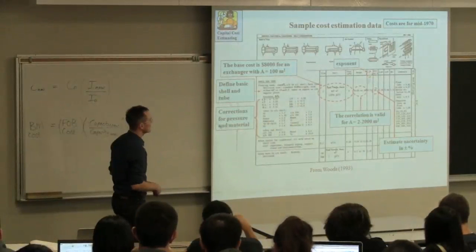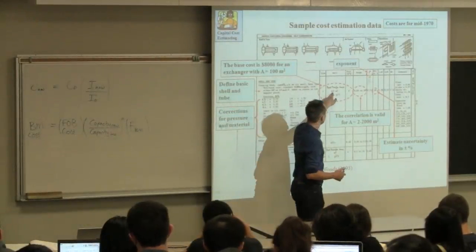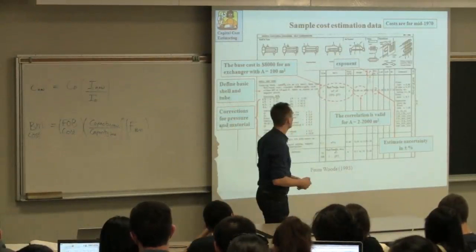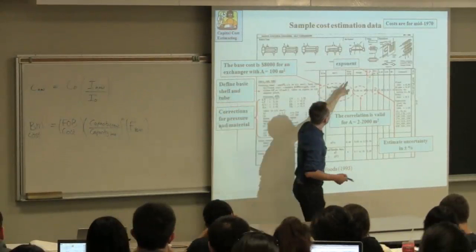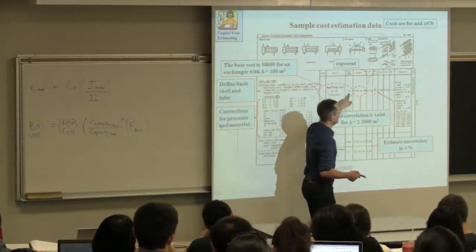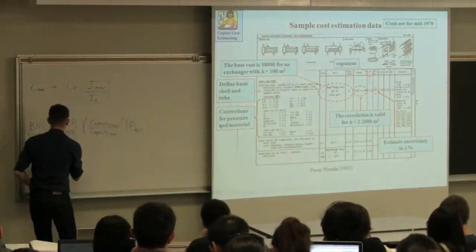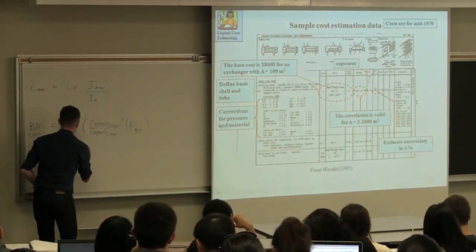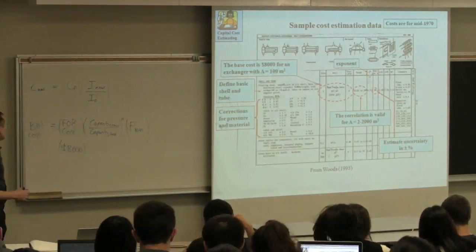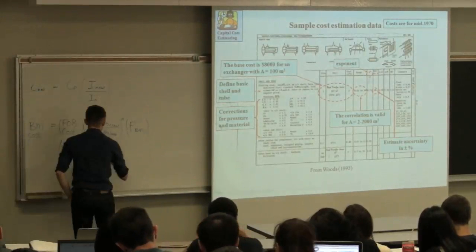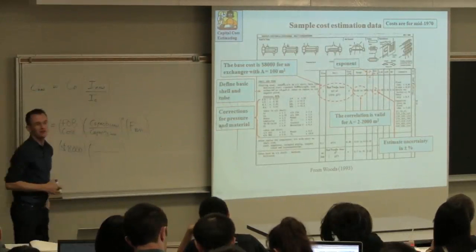For heat exchangers, we're basing our ratio on area. And here the base area is for 10 squared, so 100 meters squared unit. And the base cost is 10 to the 3 in this column, 8, so $8,000. So for this base heat exchanger, our FOB is $8,000.